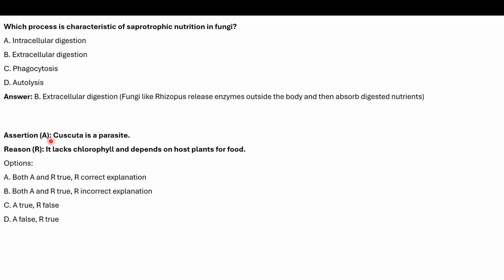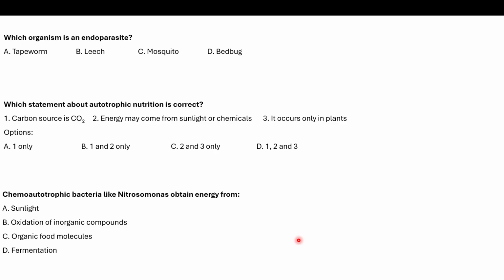So this is an assertion reasoning type of question. Assertion is Cuscuta is a parasite. It lacks chlorophyll and depends on host plants for food. So if both of these statements are true and one is correctly explaining the other, that's what we have to talk about. So Cuscuta is actually a parasite. It lacks chlorophyll and depends on host plants for food. So both statements are correct, and eventually the second statement nicely explains the first statement as well, because it lacks chlorophyll and it absorbs nutrients via haustoria, making it a true parasite.